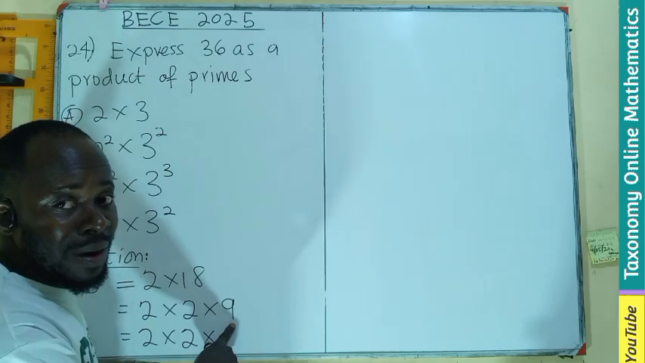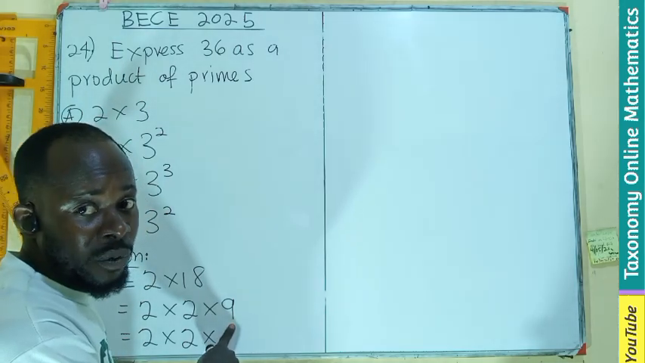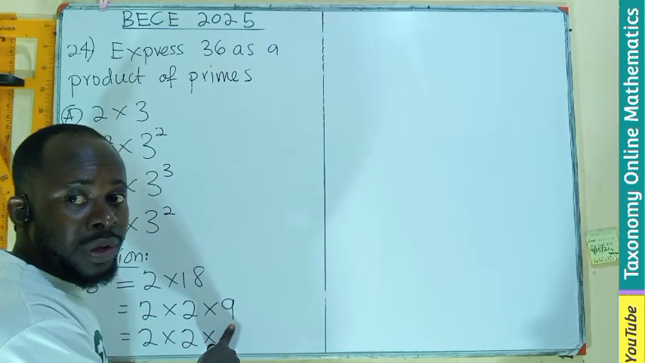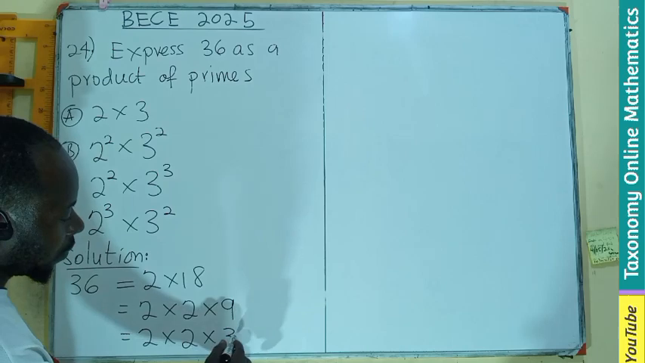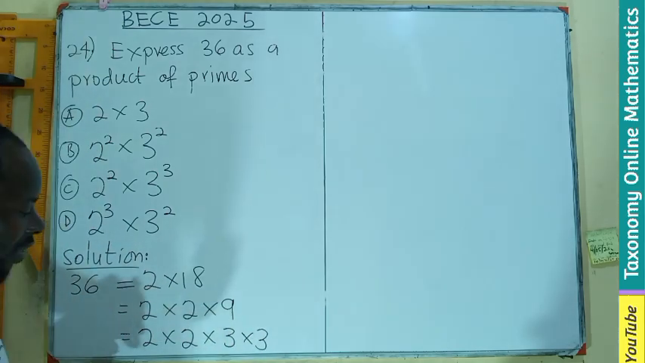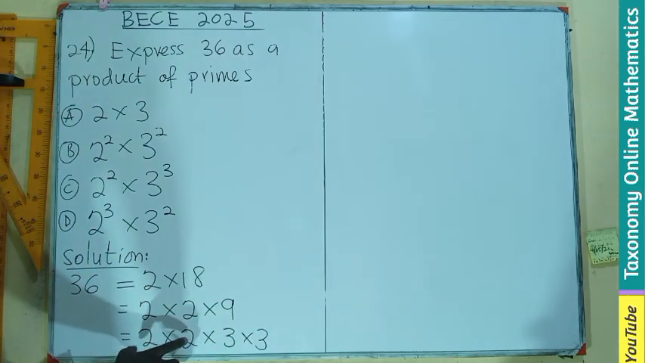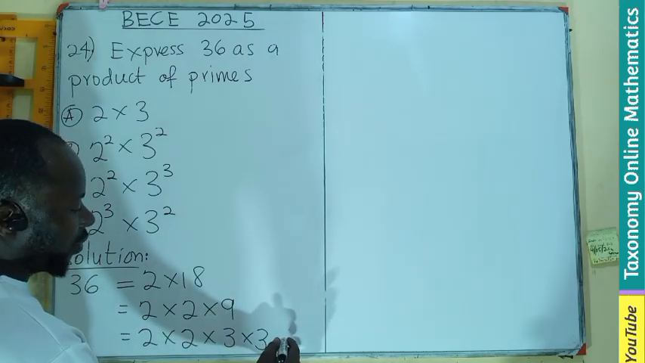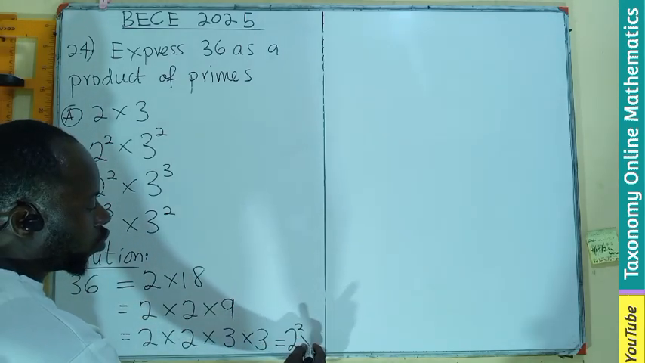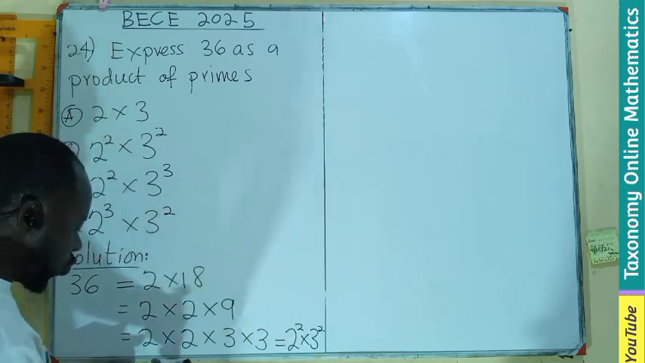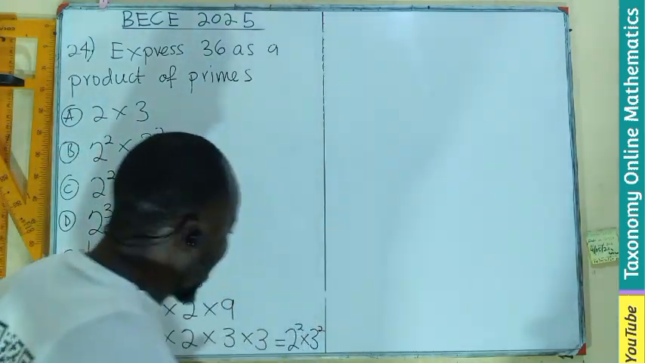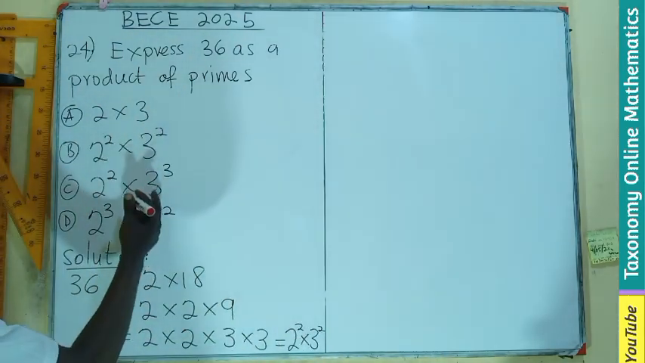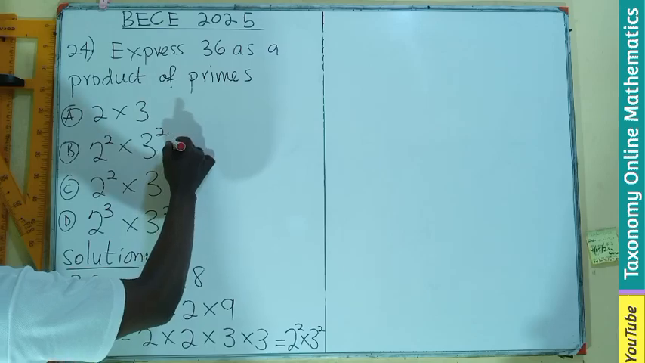Then think of another prime number that can be a factor of 9. 2 cannot, so 3 times 3. So you can see the 2 is multiplying 2 times. The 3 is also multiplying what? 2 times. So 2 power 2 times 3 power 2 will give you the answer we are looking for, which is going to be the option what?